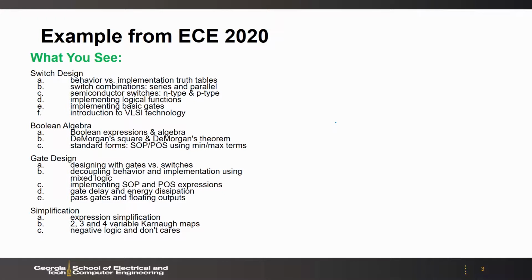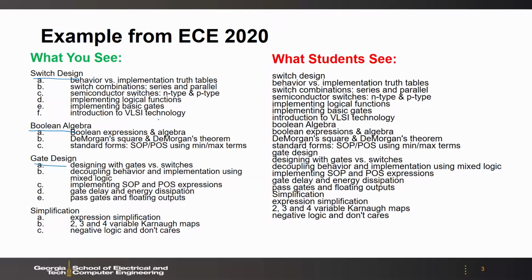As an example, this is the syllabus from 2020. This is what you see. Here are the major topics right here, and then those are the subtopics under each one. Students oftentimes just see this as a whole list of topics, and they don't identify the organization here. I know this is a fact because in my class, I once gave them extra credit for turning in their notes for a particular day.